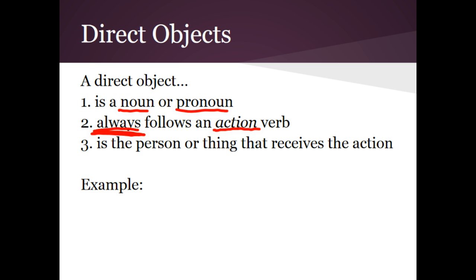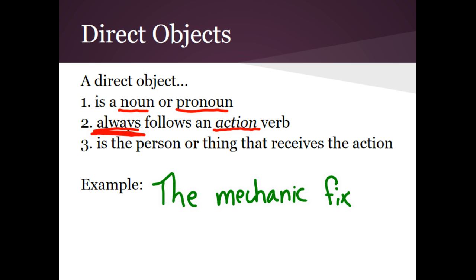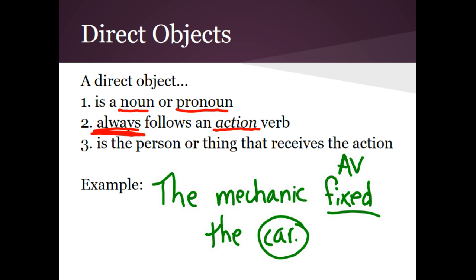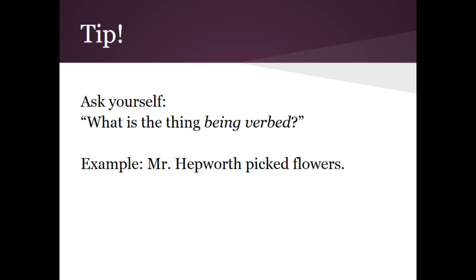This is a difficult definition to understand, but they are the person or thing that receives the action of the verb. So to come up with an example here, we could say that the mechanic fixed the car. When I take a look at this sentence, I see the action verb fixed, and I wonder what was fixed. Car is the noun that was fixed, so it is a direct object.